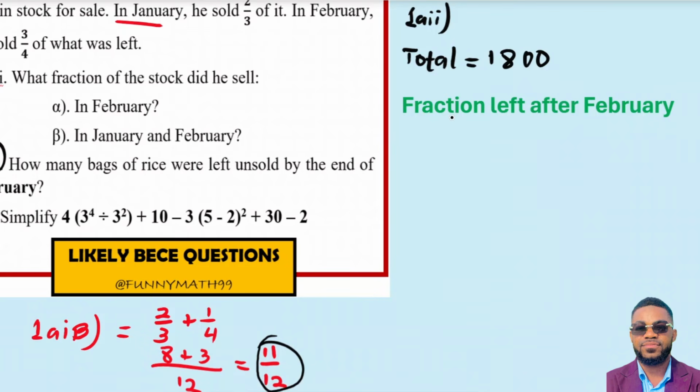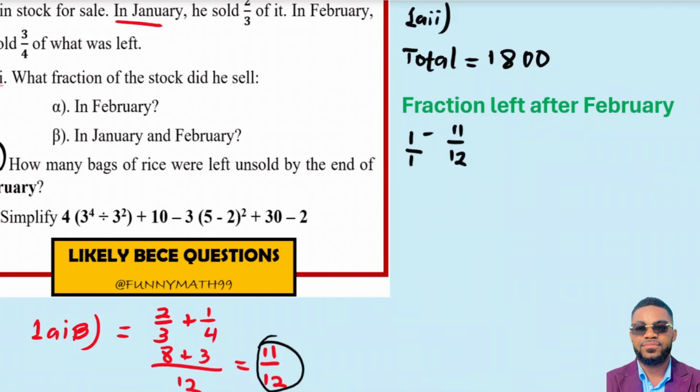Now let's get the fraction of bags left after February. And how do we get that? We're going to subtract 11 on 12 from the total number of bags in terms of fractions, and that is going to be 1. So it's going to be 1 minus 11 on 12. You should know the reason why we are subtracting 11 on 12 from 1. Because we want to get the fraction of bags left after February. And now 11 on 12 is for both February and January. So to get the fraction left after February, we have to subtract this 11 on 12 from 1. And that is why we are doing that.